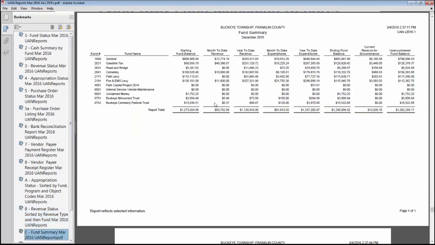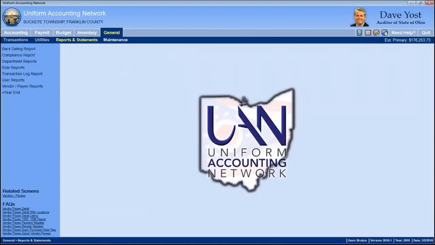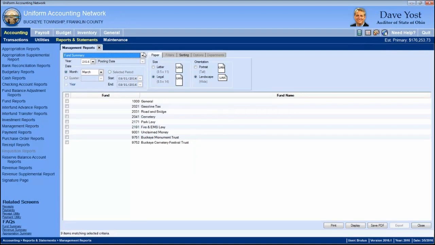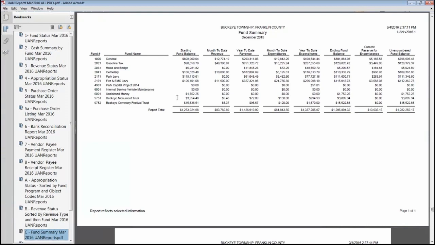Now, the fund summary reports are reached by going in UAN to Accounting, Reports and Statements, and Management Reports. And I have my fund summary, revenue summary, and appropriation summary. And here, I can tie, similarly to what I may have seen before in the cash summary by fund report and fund status report and other reports. But here, it's pure cash according to fund.